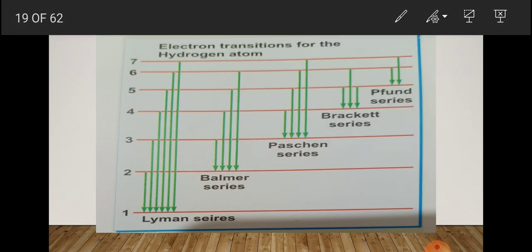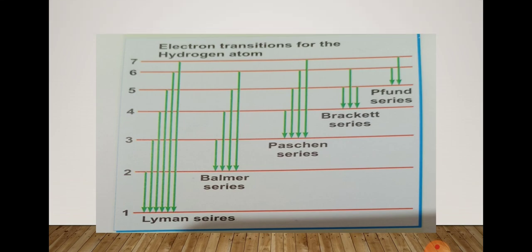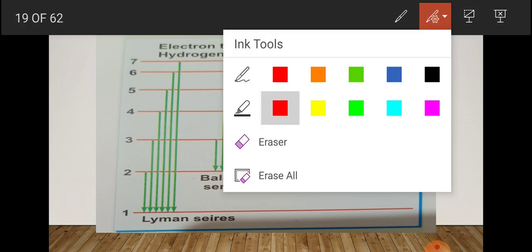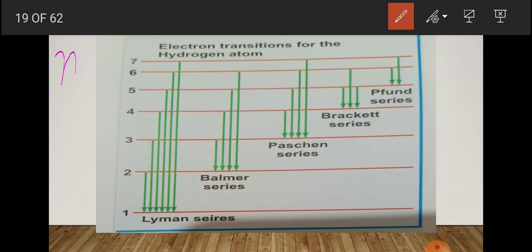Now listen very carefully. For the Lyman series, N1 is 1 and N2 can be 2, 3, 4 till infinity. This is found in the UV region.